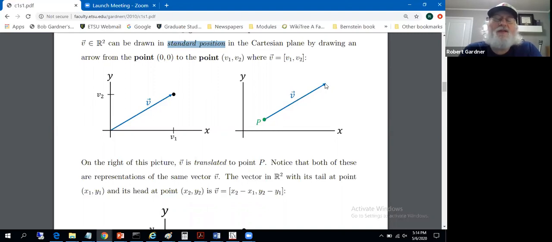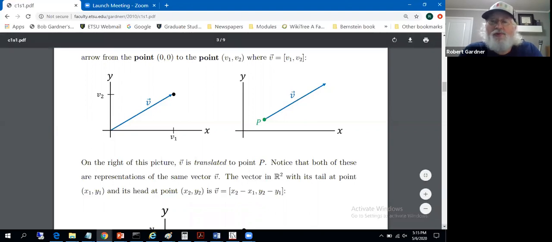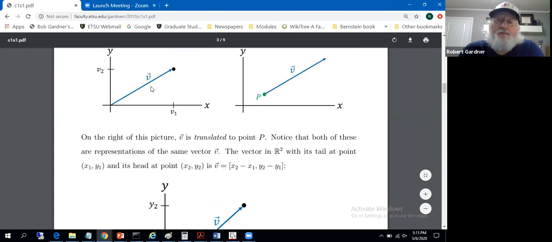Hey, where's the head of this vector v? We should be able to figure that out. If I knew the coordinates of point P, I bet I could figure out the coordinates of the point at the head of the arrow drawn here. But on the right, we've got vector v translated to point capital P. Try to follow standard notation. Points are usually indicated with capital letters. Some other things as well, matrices, for example. But for now, it's standard to indicate points with capital letters. Both of these pictures represent the same vector. They're both vector v.